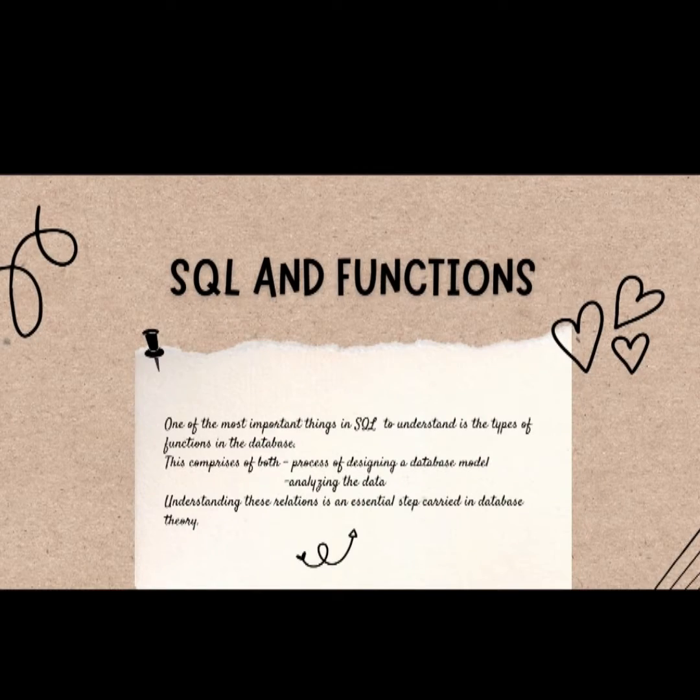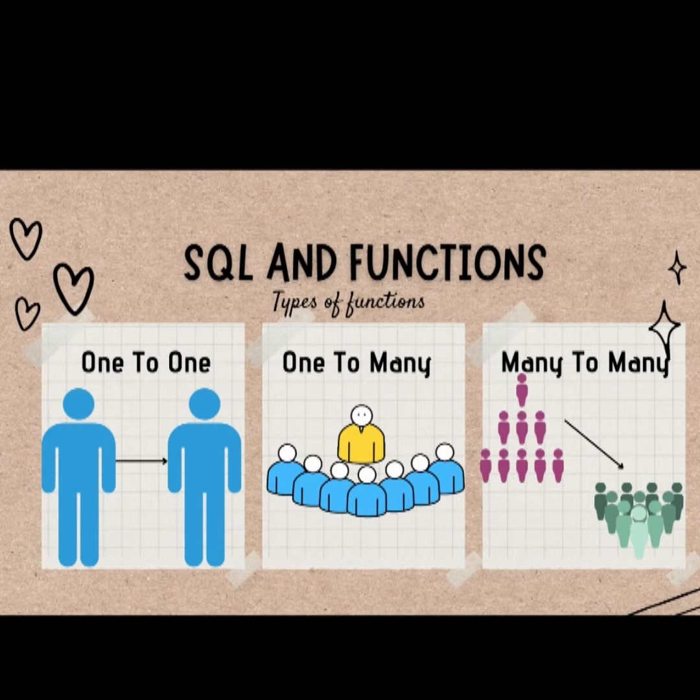The other thing is, while you understand these relations, it is known as one of the essential steps in database theory, where you have to understand the data. So coming to the types of relations, or the functions in the relations, we have three: one-to-one, one-to-many, and many-to-many. Now we will focus on one-to-one.